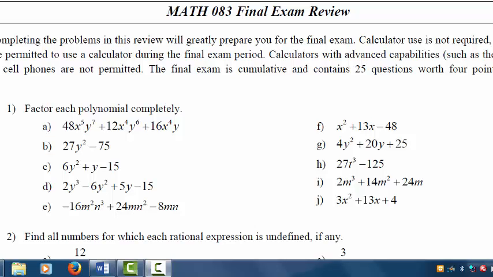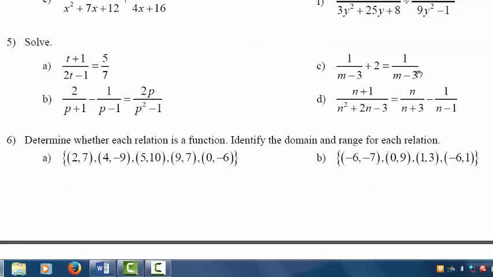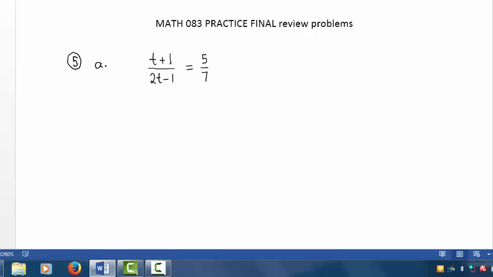Math 083 Final Exam Review, Problem 5, Parts A and C. We will solve these rational equations. We solve rational equations by finding a common denominator, usually the least common denominator.